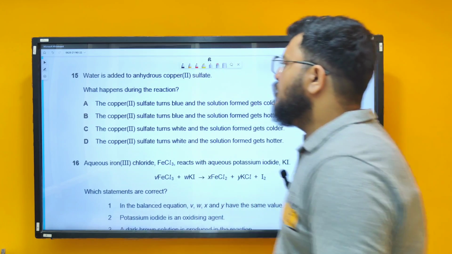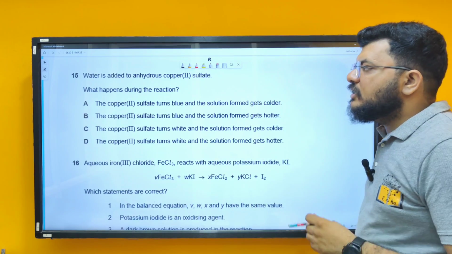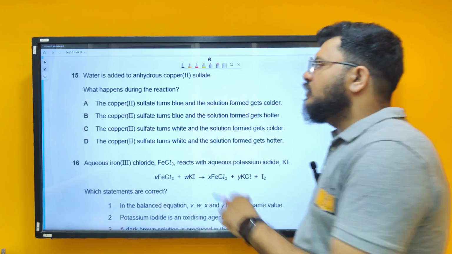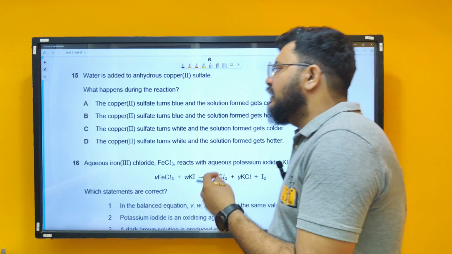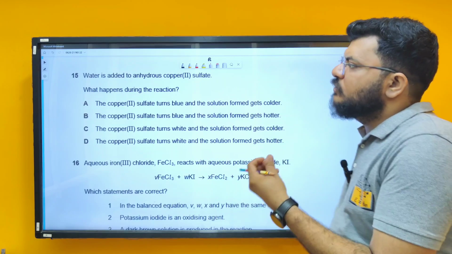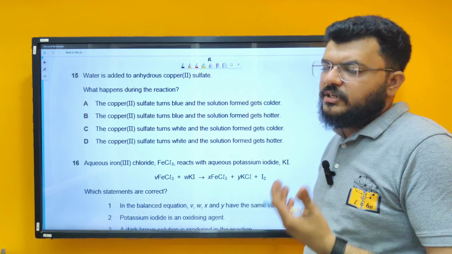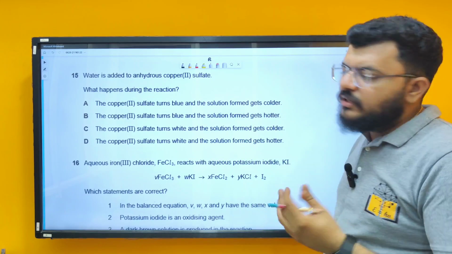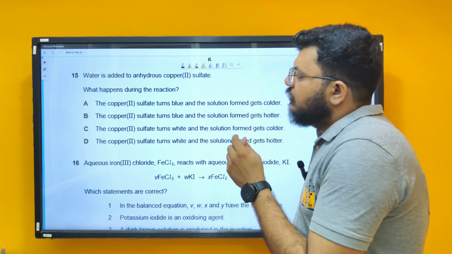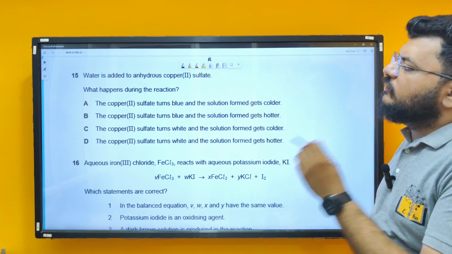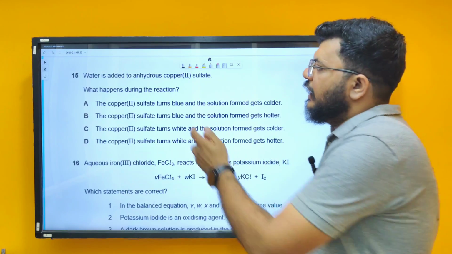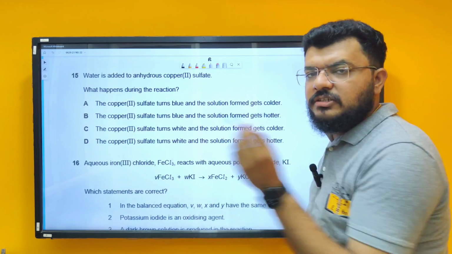We have question number 15. Water is added to anhydrous copper sulfate. What happens during the reaction? Now, hydration, or dissolution, or solution formation is an exothermic reaction. So heat is given out, right? What happens to the reaction? Let's find out. Copper sulfate turns blue. Yes, it turns blue because anhydrous is white, hydrated is blue.